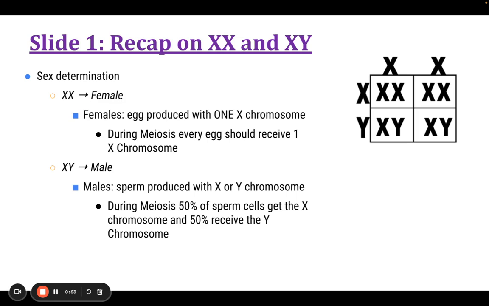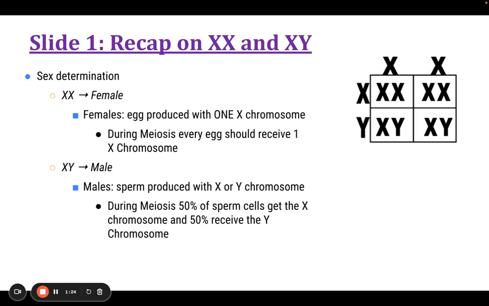In male sperm cells, because males have the genotype XY, they get one X chromosome that always comes from their mother, and the Y chromosome always comes from their father. Whenever the male cells undergo meiosis, 50% of the sperm cells will get an X chromosome from their genotype, and 50% of the sperm cells will get the Y chromosome. You see this worked out in a Punnett square on the right side of the slide.